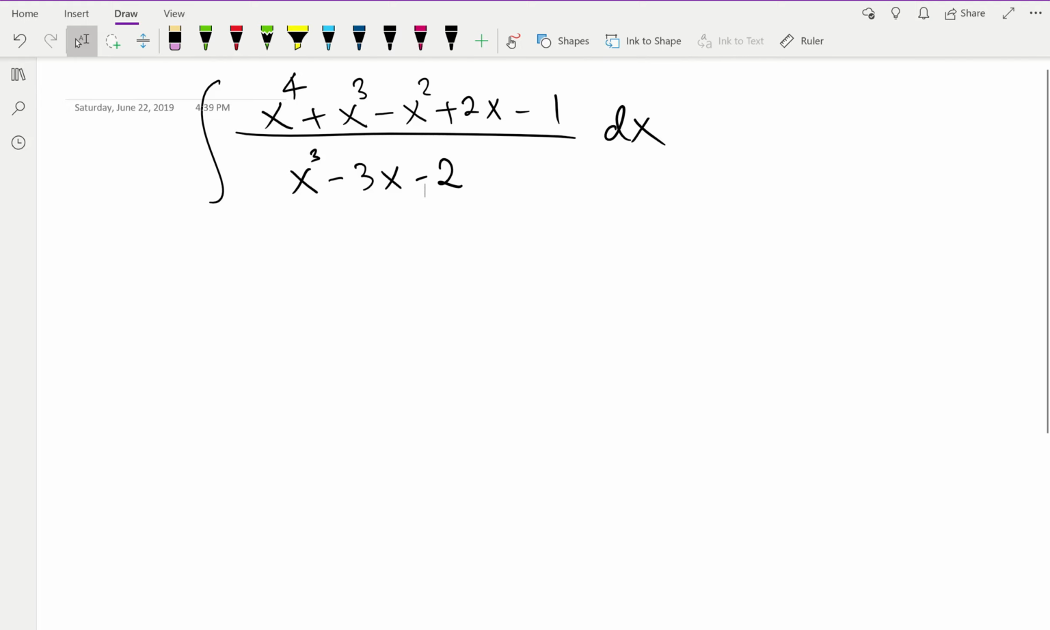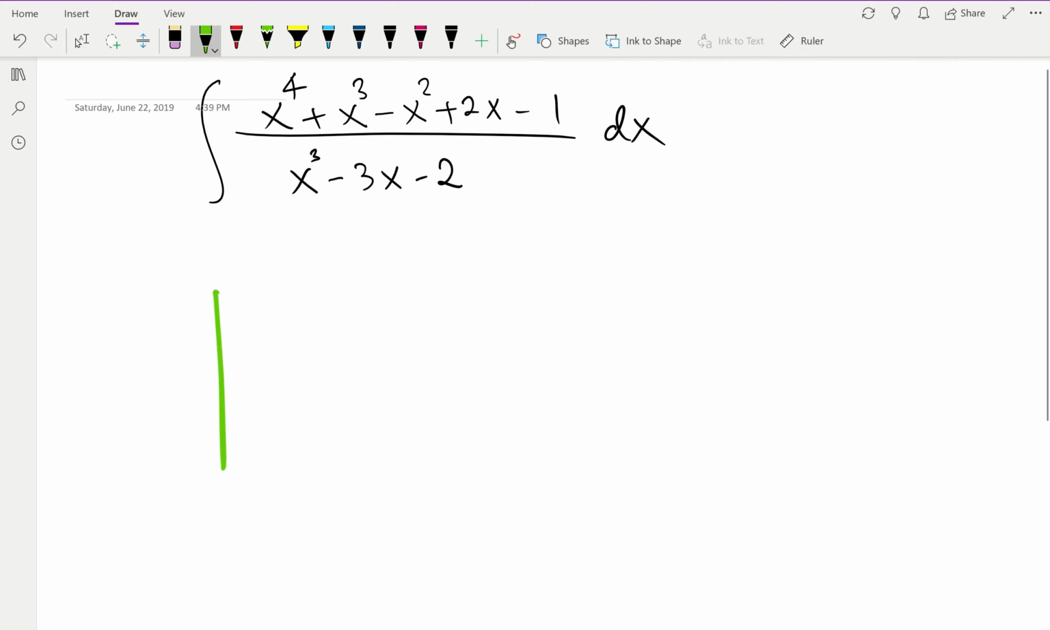Alright, hello everyone. So let's solve this integral. Let's solve it using partial fraction decomposition. If you look at the numerator, it's a fourth degree polynomial. If you look at the denominator, it's a third degree polynomial. So the numerator is larger in terms of the degree of the polynomial. So this is case 2.